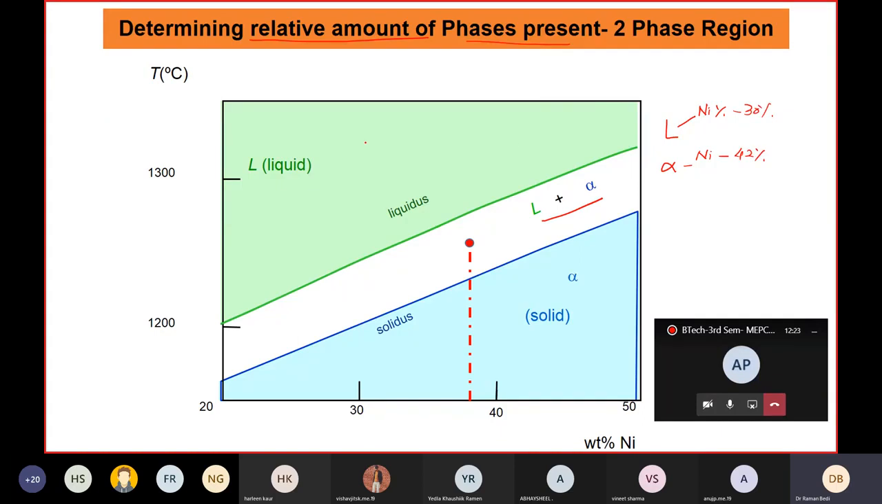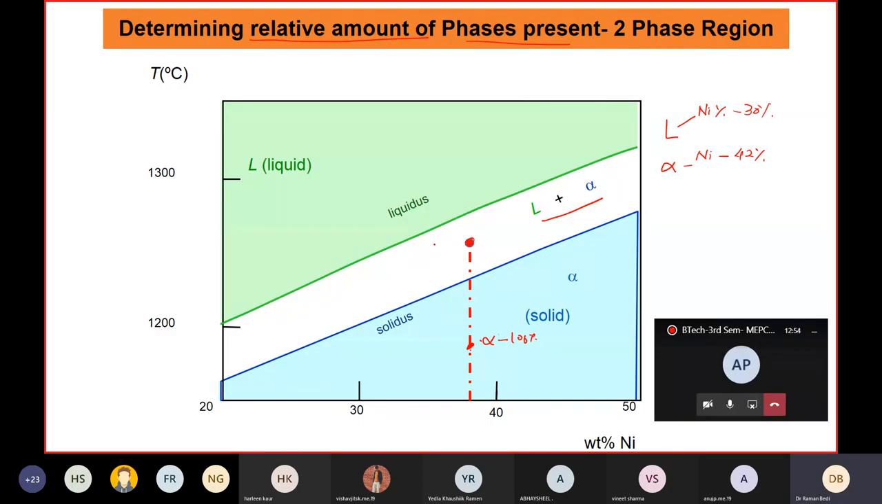But now the second part of the question is that in this L and alpha two phase region, at this constitution point that we are considering here, what is the relative amount of the phases? Meaning, let us say you started with some mass of material, 100 here, and you started heating it up, you came here, so it was 100% solid here.